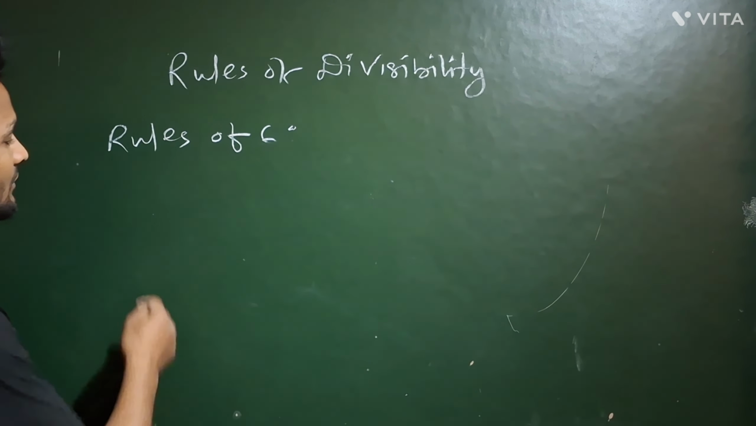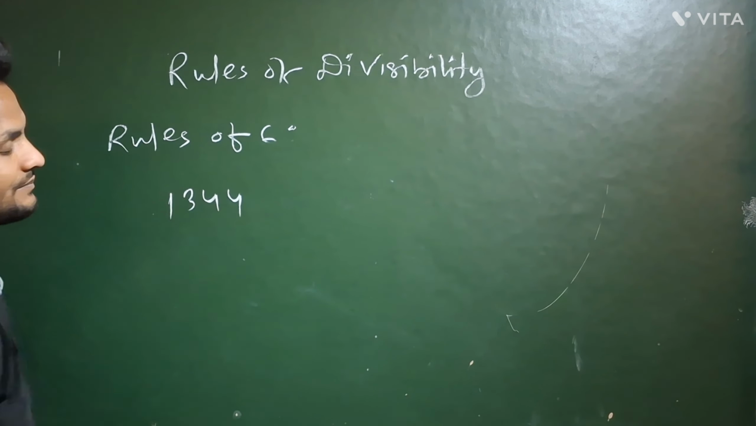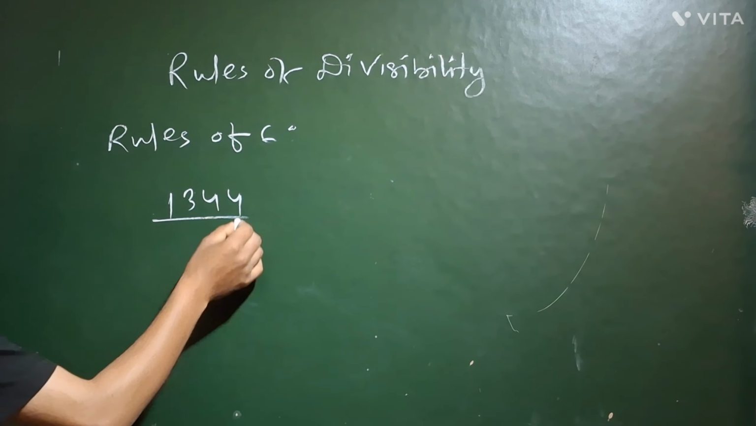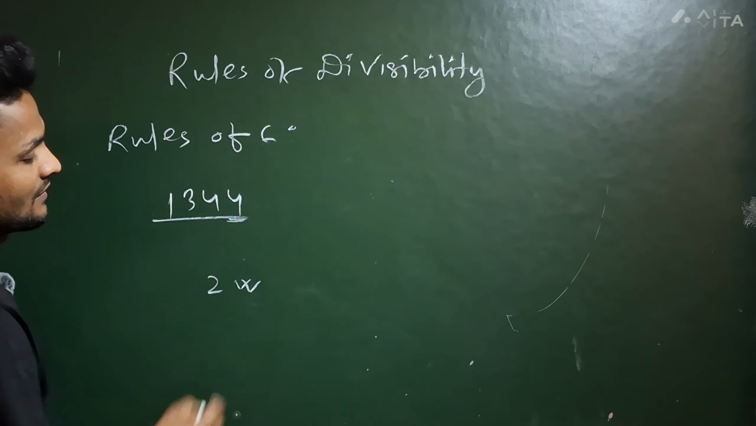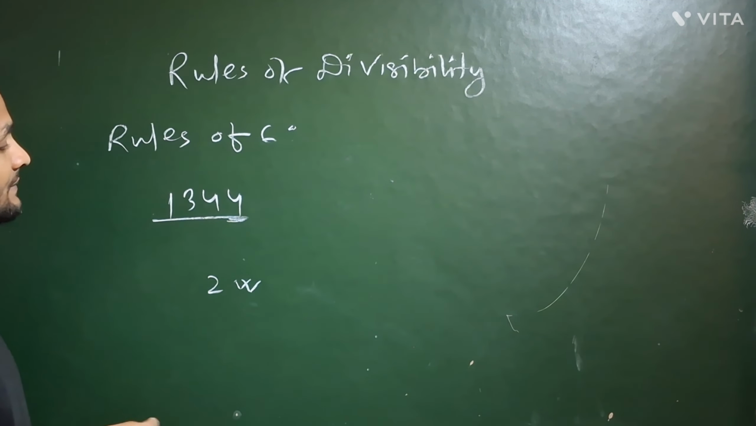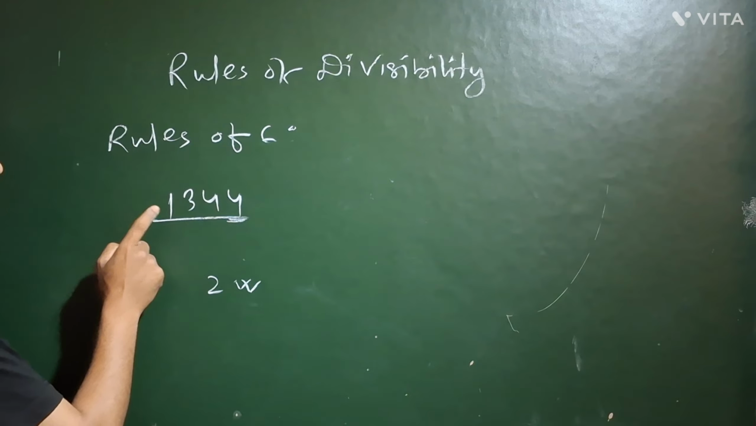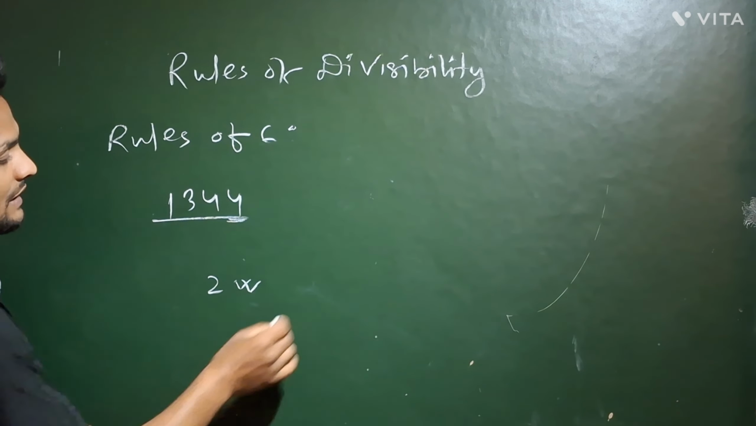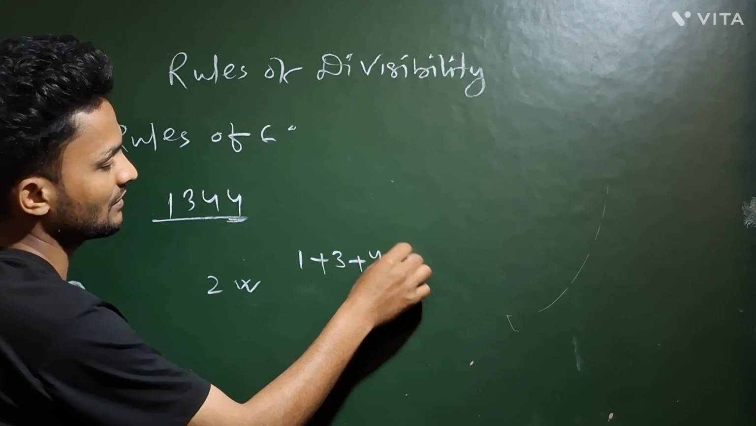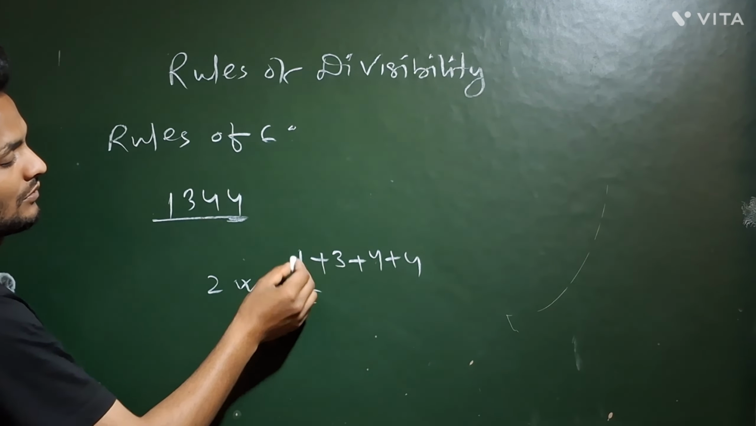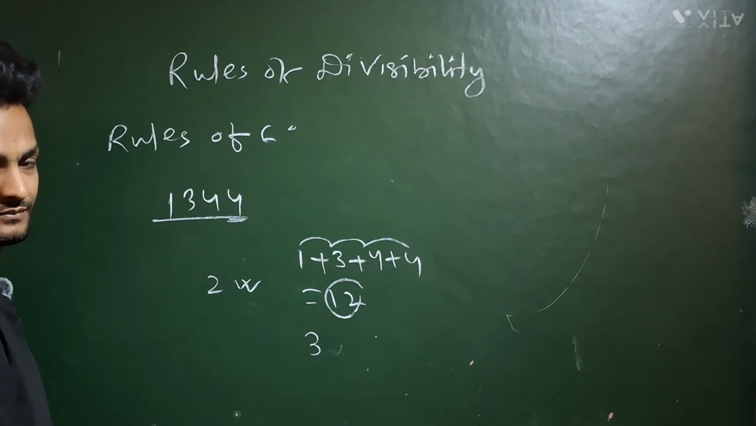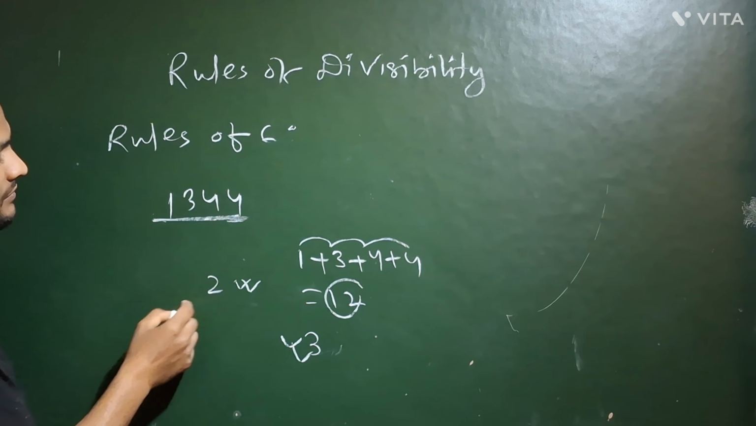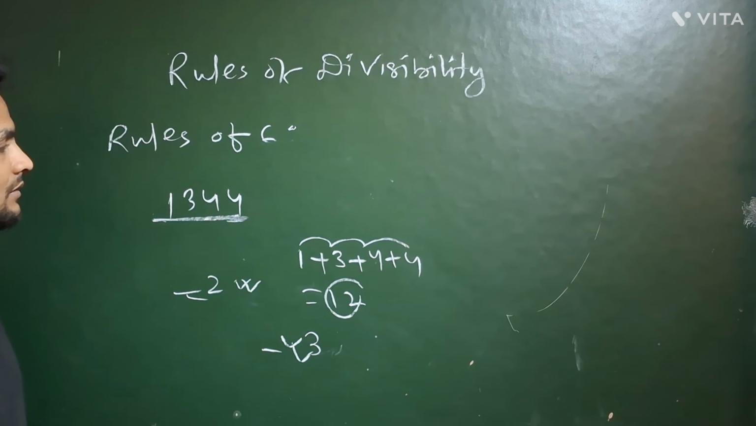Let's take one more example. 1344. In this number, the last digit is 4. That is why the number is divisible by 2. Okay. Now we will check the divisibility of 3. In this number, the digits are 1, 3, 4 and 4. And 1 plus 3 plus 4 plus 4 is equal to 4, 8, 12. And 12 is divisible by 3. So we conclude that the number is divisible by 2 as well as 3. That is why the number is divisible by 6. Okay.